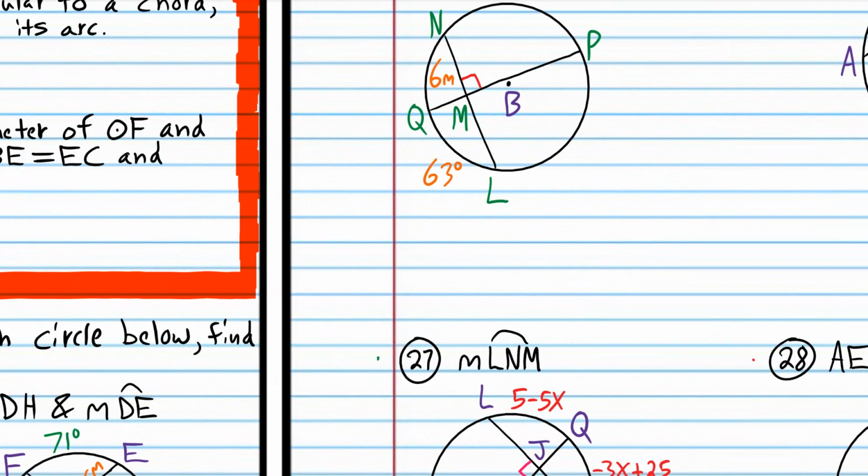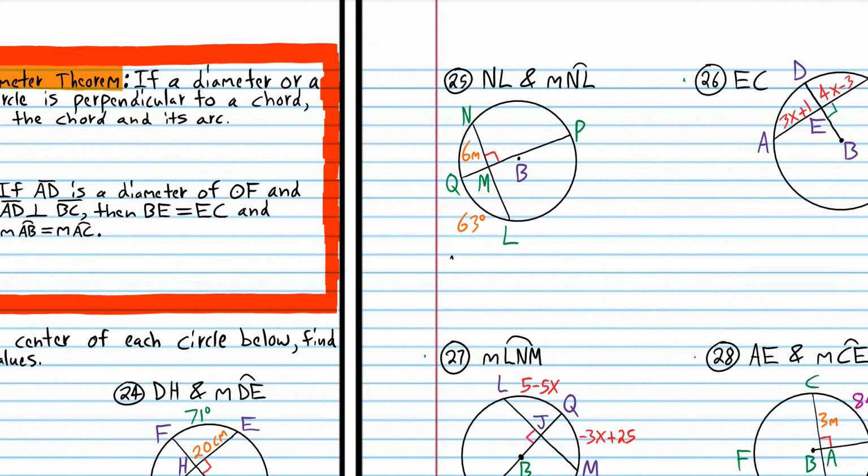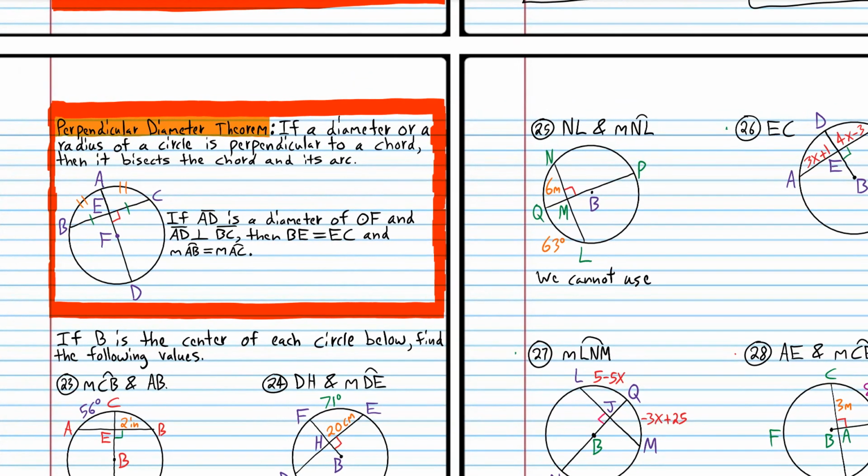In order for this theorem to work, QP has to be a diameter. So we can just say that we cannot use the perpendicular diameter theorem because QP is not a diameter.